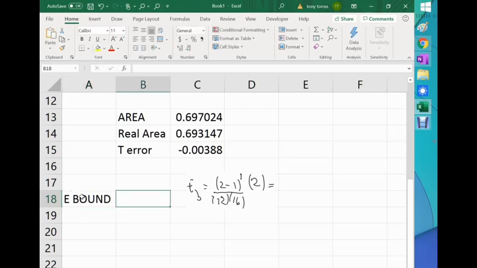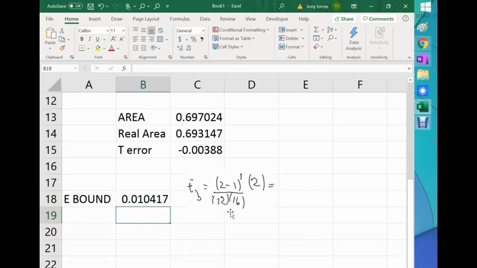The error bound for this will be, as shown here, 2 minus 1, that's 1. 1 to the cube, that's still 1. So we have 1 times 2, obviously. I'm going to write it just so that you know what I'm doing. 1, that will be times 2, divided by 12, divided by 16. So that's the error bound, 0.01, and that would be the maximum error.